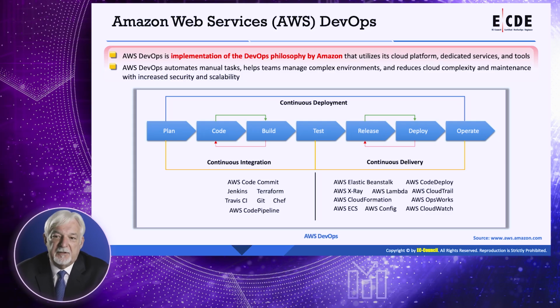Then you get into the continuous delivery side where you're actually releasing the code, deploying it, and then operating it up in whatever environment you may be in, whether it's a customer test or a production environment. And over here for the continuous delivery, we use AWS tools like Elastic Beanstalk, Code Deploy, X-Ray, Lambda, CloudTrail, CloudFormation, OpsWorks, ECS, Config, and CloudWatch. And we will get into those in detail later on and talk through those.